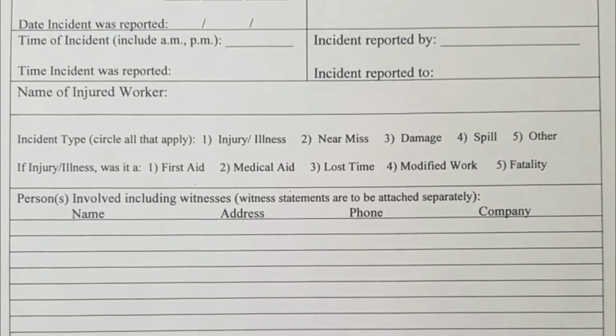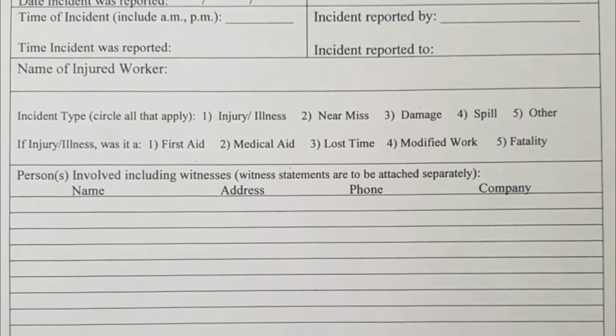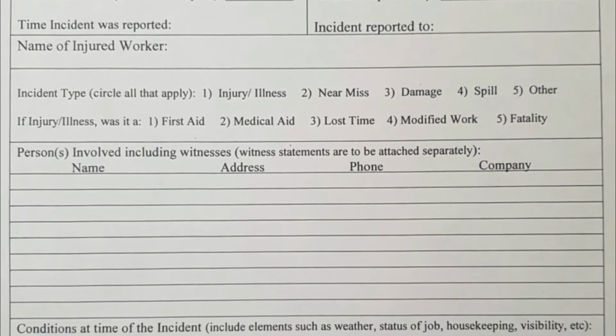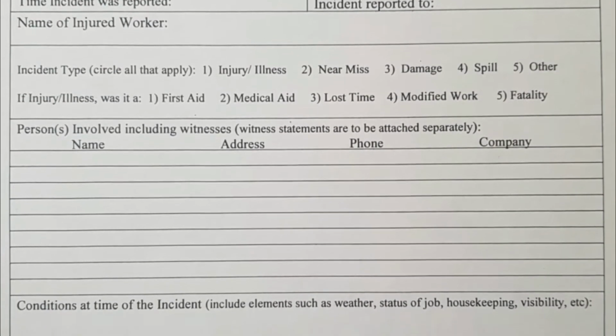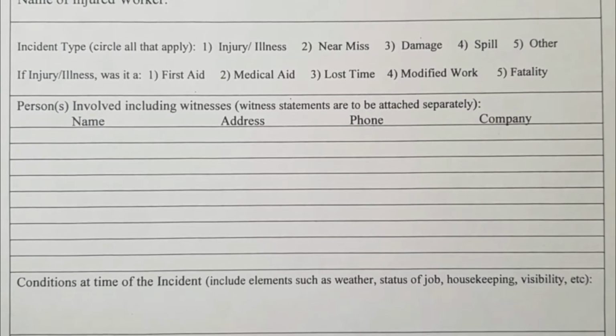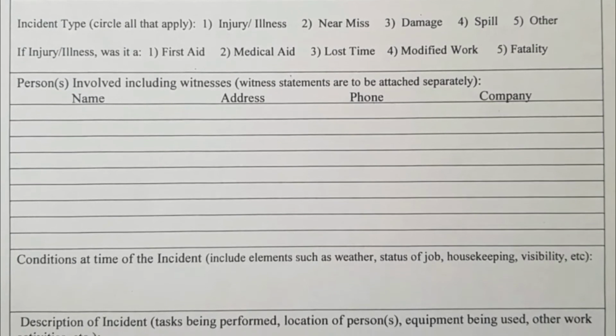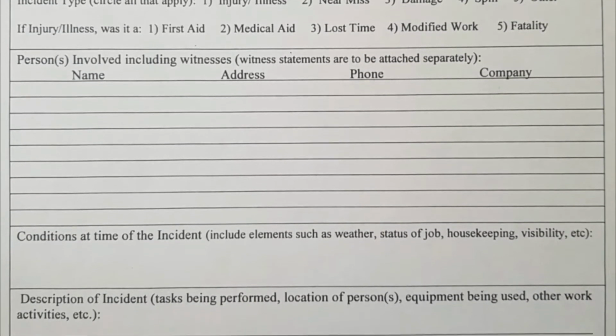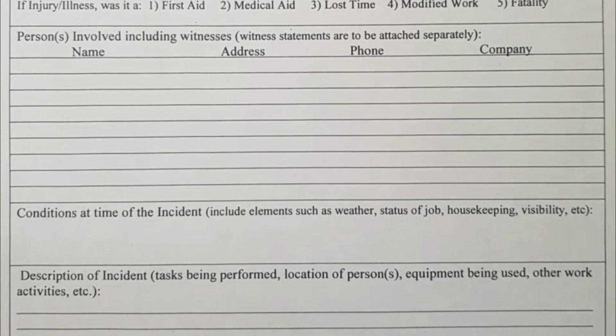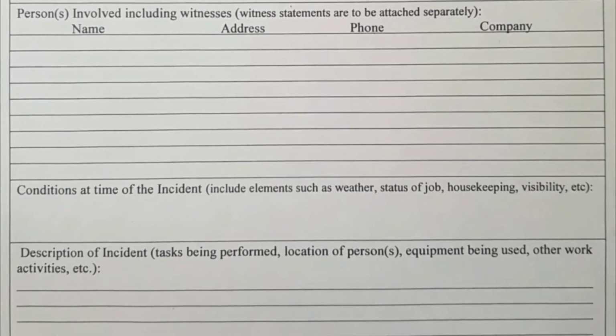A lot of times that can be different. The time the incident was reported, who it was reported by, what's the name of the injured worker. Then underneath we'll have injury, near miss, damage, spill. Was it a first aid, medical aid, that type of stuff. We're going to write in our information about witness statements, which we're going to attach.